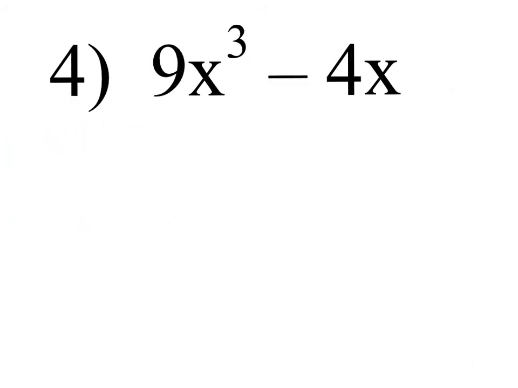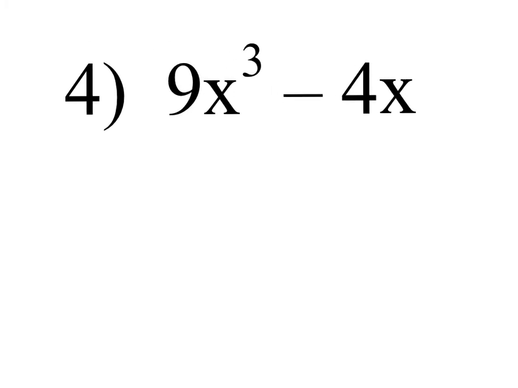Okay, so now, picking up what we always know is our step 1. Step 1 is always to pull a GCF. So we're going to start incorporating that now. Since I have an x involved in both of these, I'm going to pull out an x and get 9x squared minus 4.